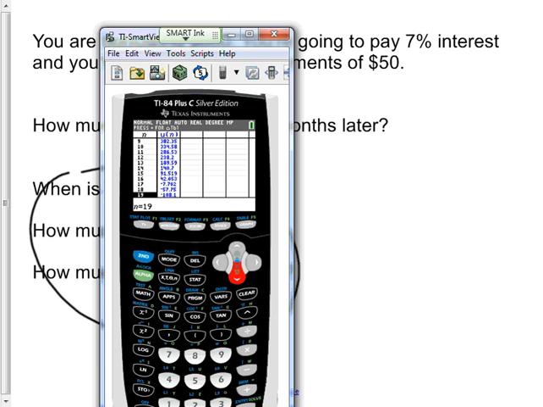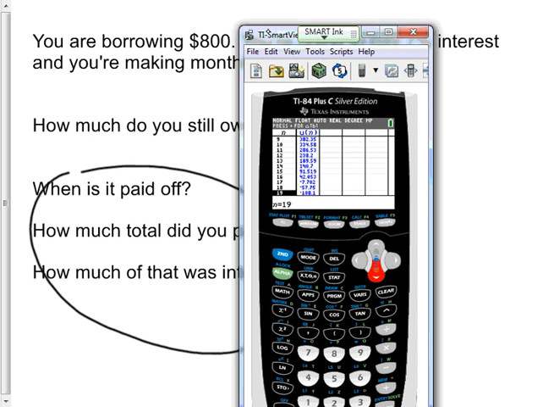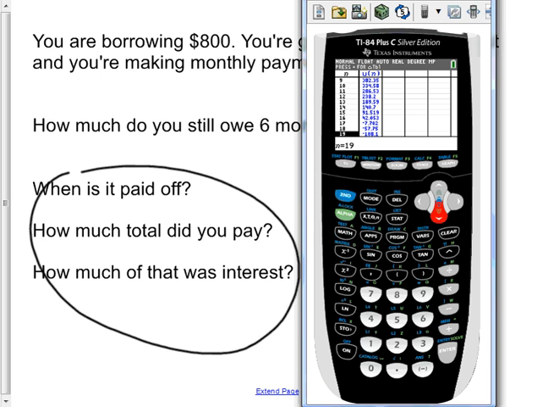Okay. Now, here's where you really can tell if you got this at the A level. How much did you pay? All right, well, you made 17 payments of 50 bucks. 17 times 50. But then you have to subtract off how much they owe you back. And if you're really good, you're going to make sure you get that to the penny.